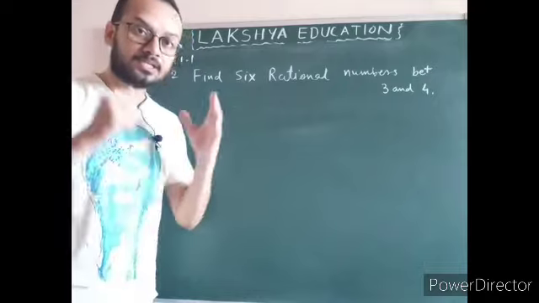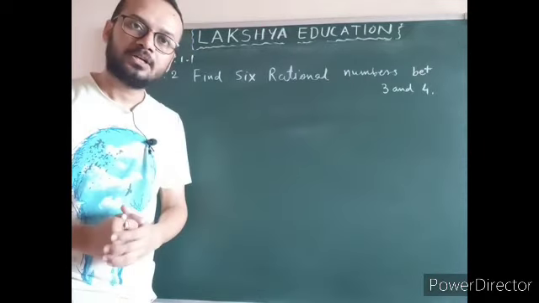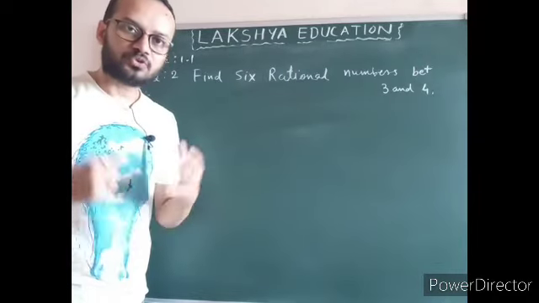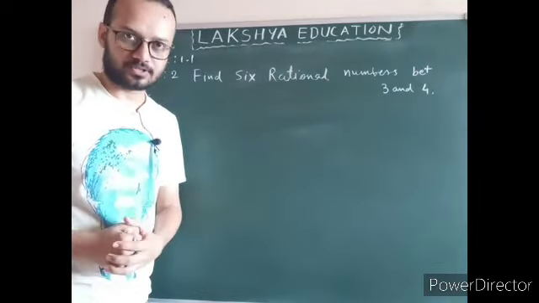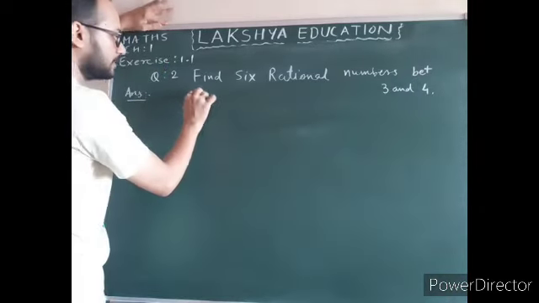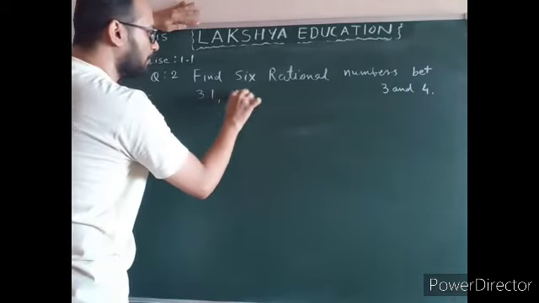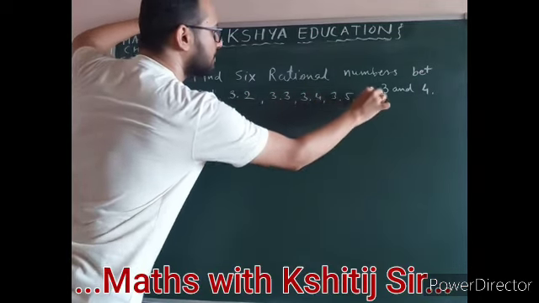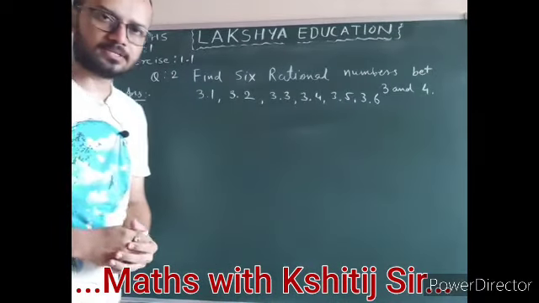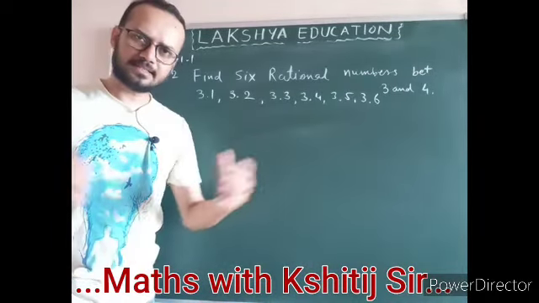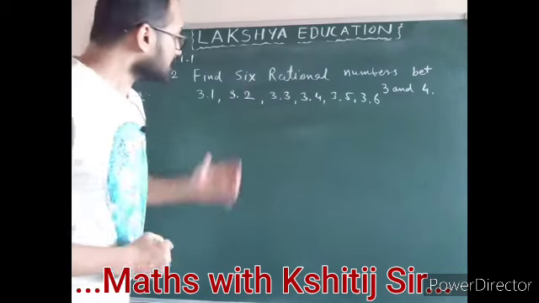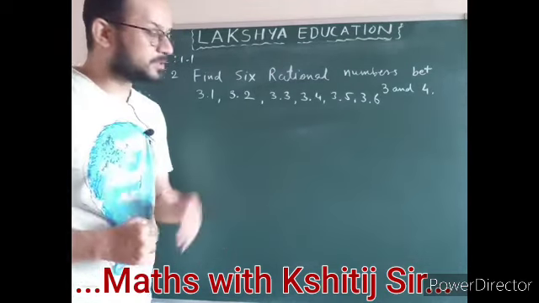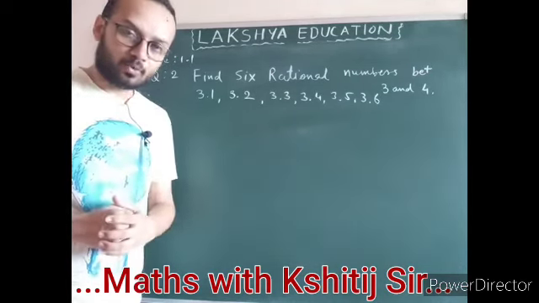Now how can we get 6 rational numbers between 3 and 4? The easiest way to get rational numbers between 3 and 4 is to find numbers in decimal fraction. We can write 6 numbers like 3.1, 3.2, 3.3, 3.4, 3.5 and 3.6. These are the 6 rational numbers between 3 and 4. This is the easiest way. These are decimal fractions. But there is another way to find rational numbers between two given numbers. Let us see one more method.